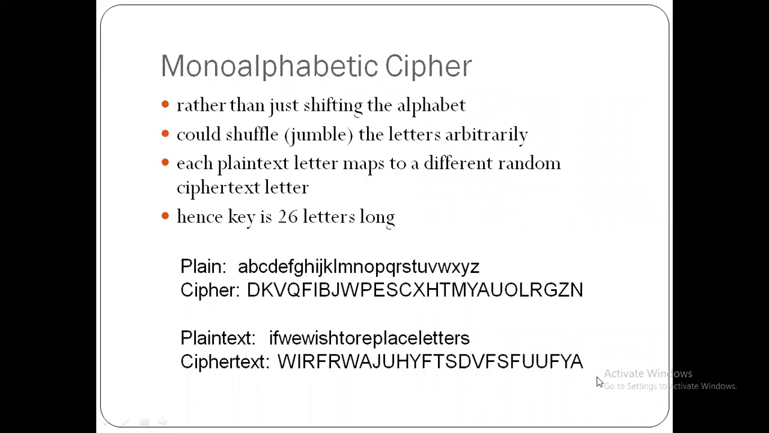Then the mono-alphabetic cipher. Rather than just shifting the alphabet, we could shuffle or jumble the letters arbitrarily. Each plain text letter maps to a different random ciphertext letter. So what actually are we doing? See, in the first case, you know that after 3 letters we have that particular ciphertext, and then we again come back to the earlier start letter, right? So you know how to convert it into ciphertext or how to get back the plain text.